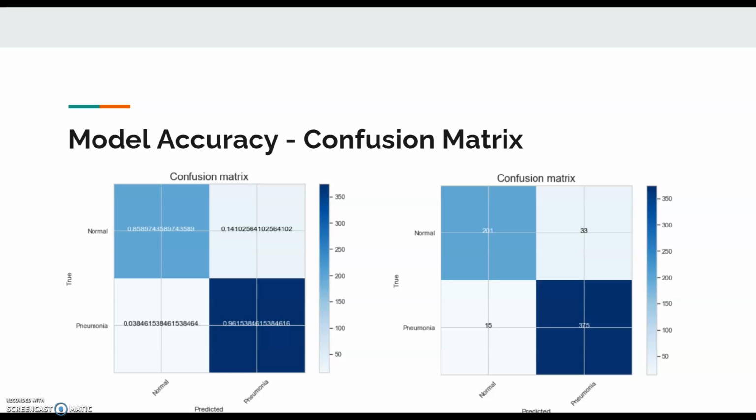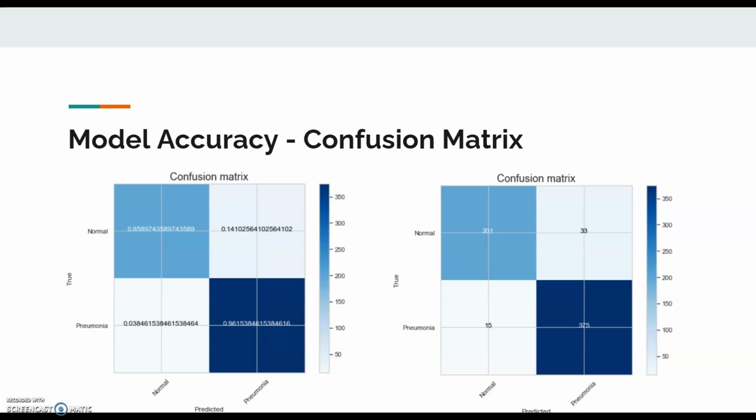Here we are going to check the model accuracy using a confusion matrix. Here we have two confusion matrices. The left confusion matrix is a normalized version of the right confusion matrix. And in the confusion matrix, the top left is the true positive rate. The top right is the false positive rate. Bottom left is false negative. Bottom right is true negative.